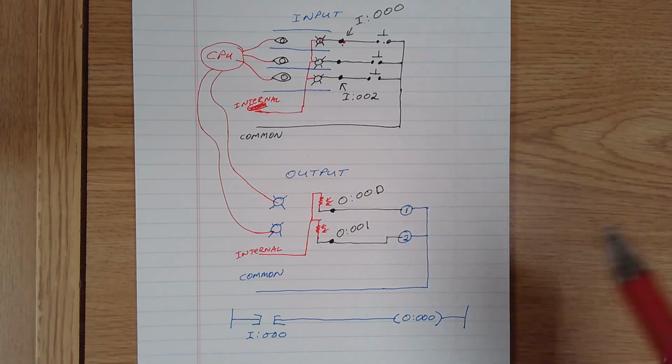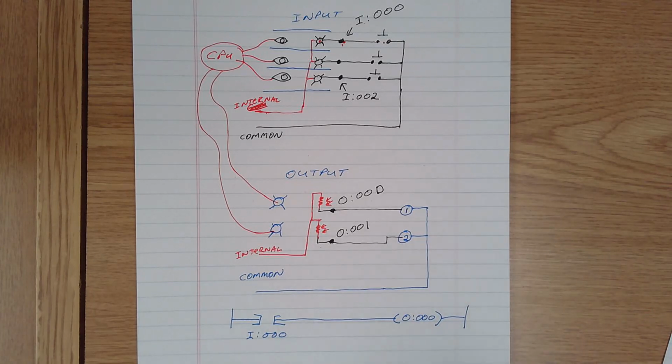The simplest program we can make is one input controlling one output. Input number 000, when it becomes true, is going to activate output 000.